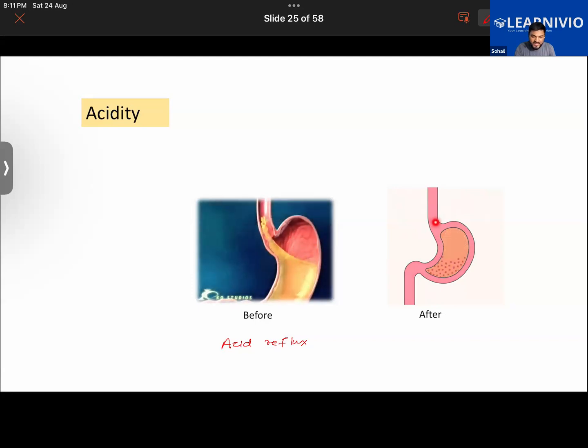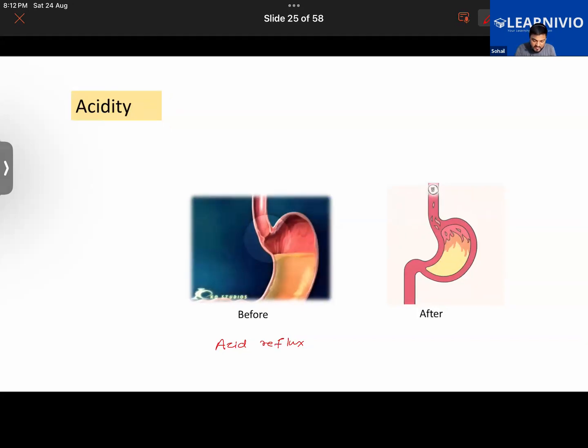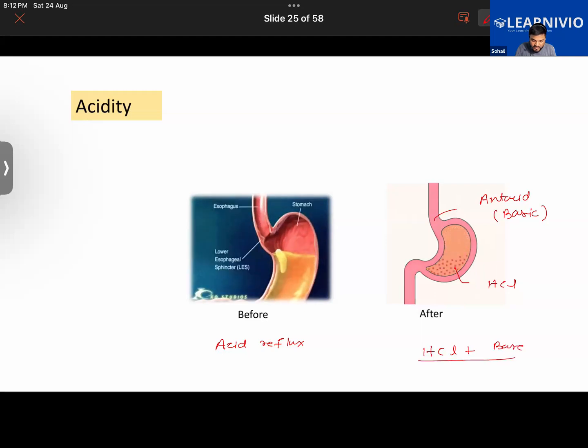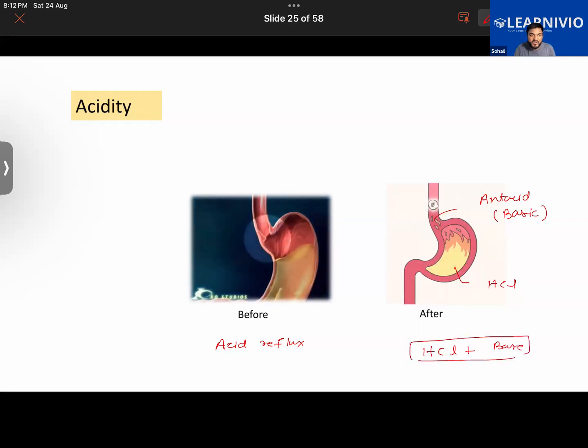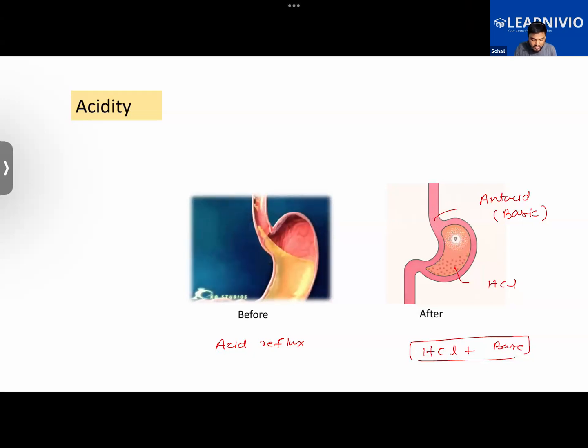Furthermore, when you take an antacid, it will neutralize the effect of the acid. A neutralization reaction takes place here. Say you have taken an antacid. An antacid is basically a basic substance, and here is the HCl. So HCl plus the base leads to neutralization. That is how acidity or indigestion is cured. Hope that is clear to everyone.